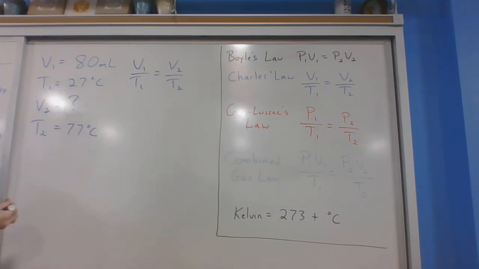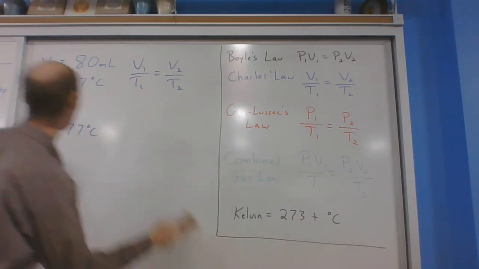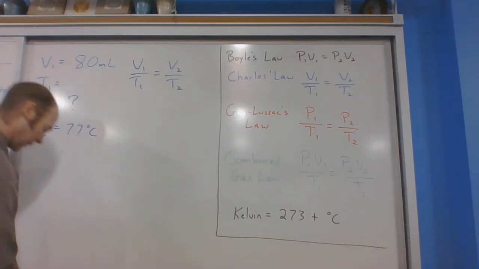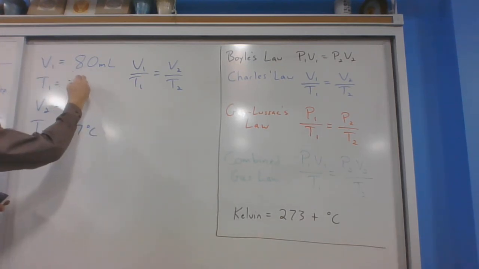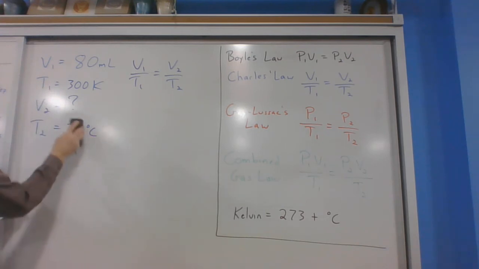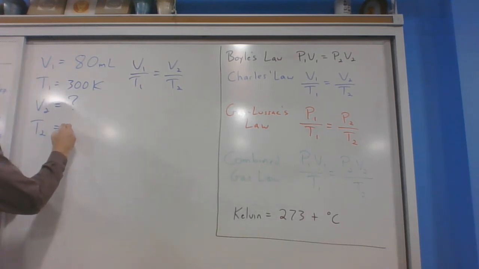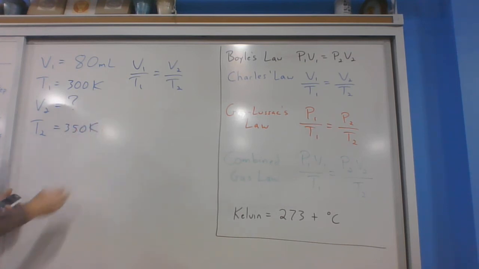273 plus 27, that ends up being 300. So we'll change that up. We're talking about 300 Kelvin now. And 273 plus 77, that ends up being 350 Kelvin. All right, that's really important.